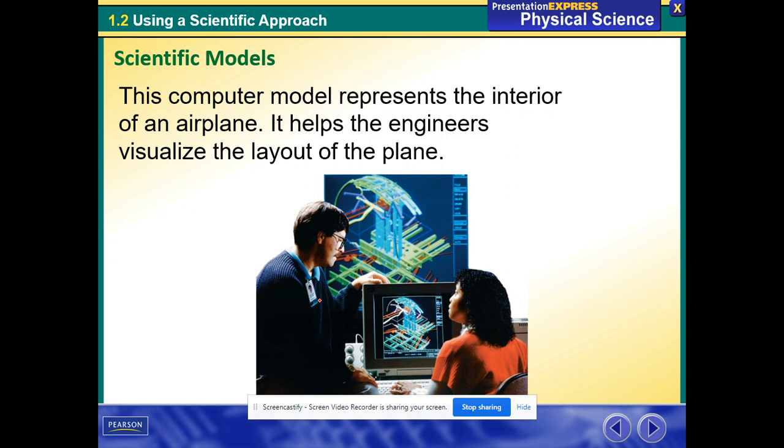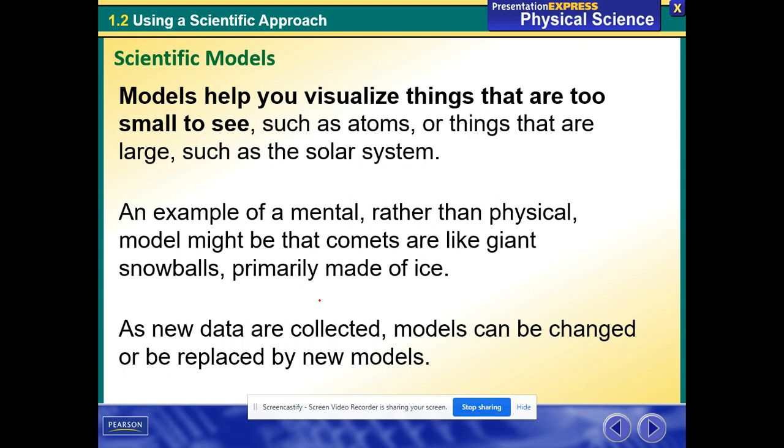A good example of this is airplanes are huge, and before we build them, we like to build models to show what they're going to look like. Nowadays, we have the technology that allows us to build models on the computer, and this helps people that are building these planes, also known as engineers, to see how the parts are laid out, where all the faults are, where is the control panel, etc. Also, models are very beneficial to help you see things that are too small, like atoms, or things that are too large, like the solar system.